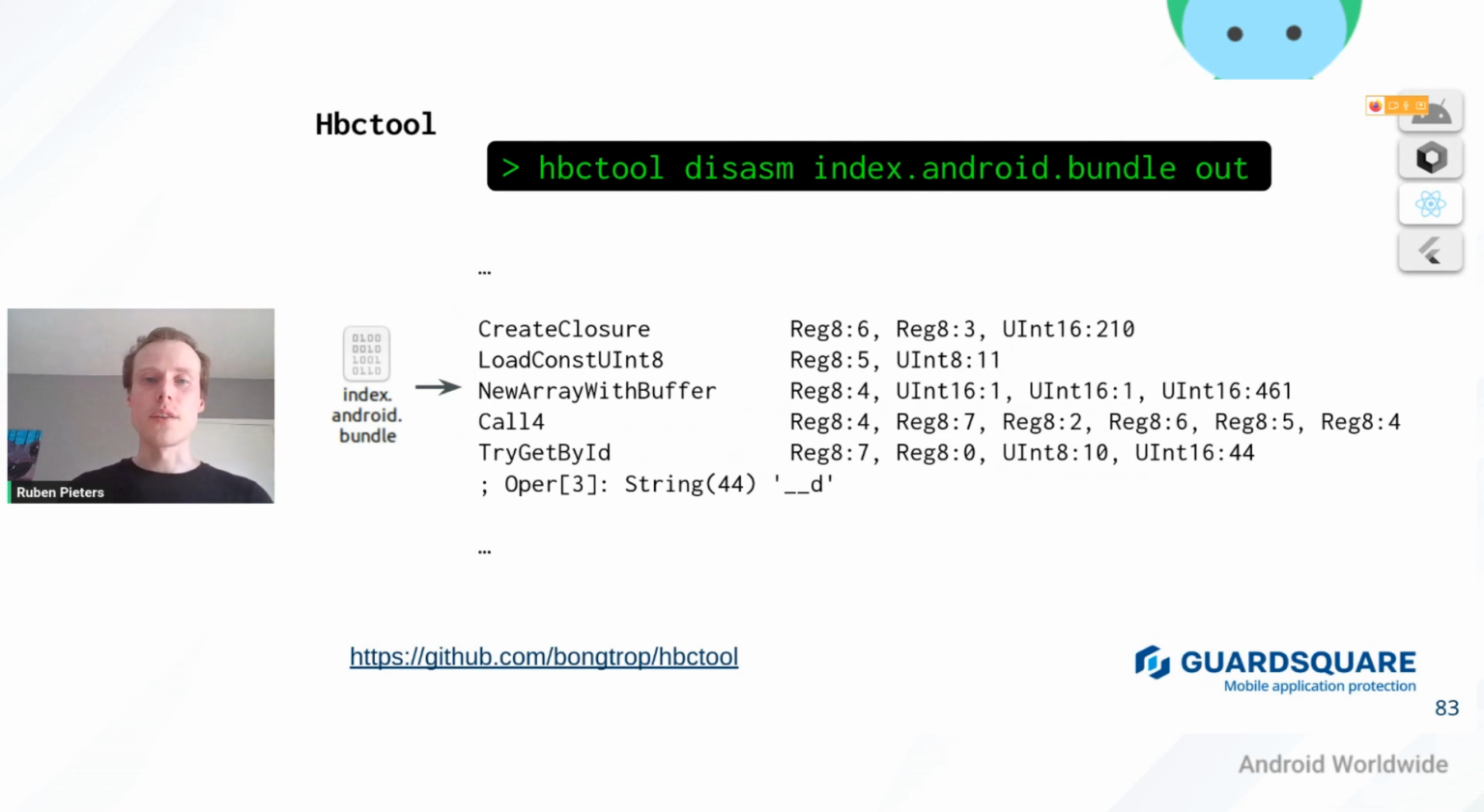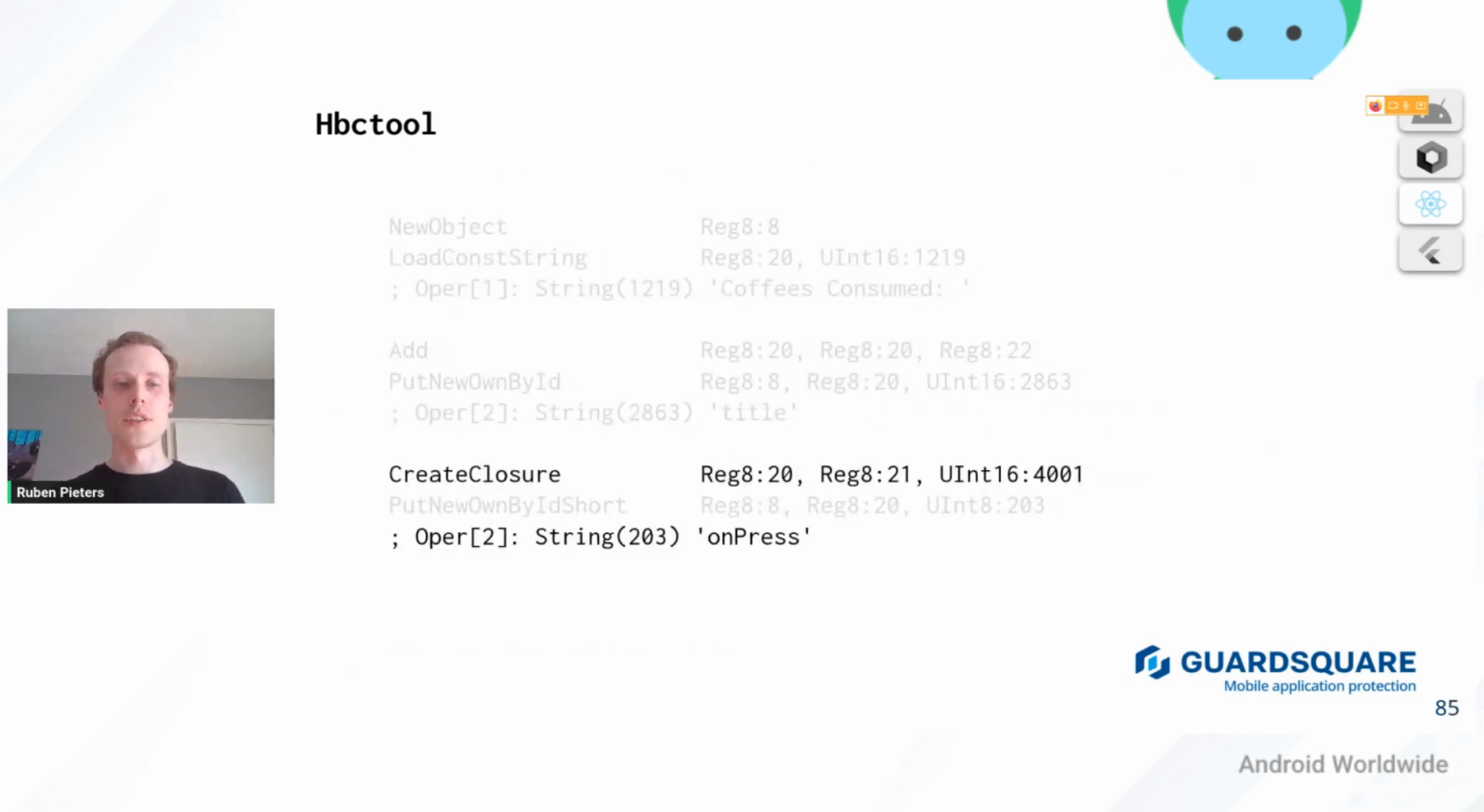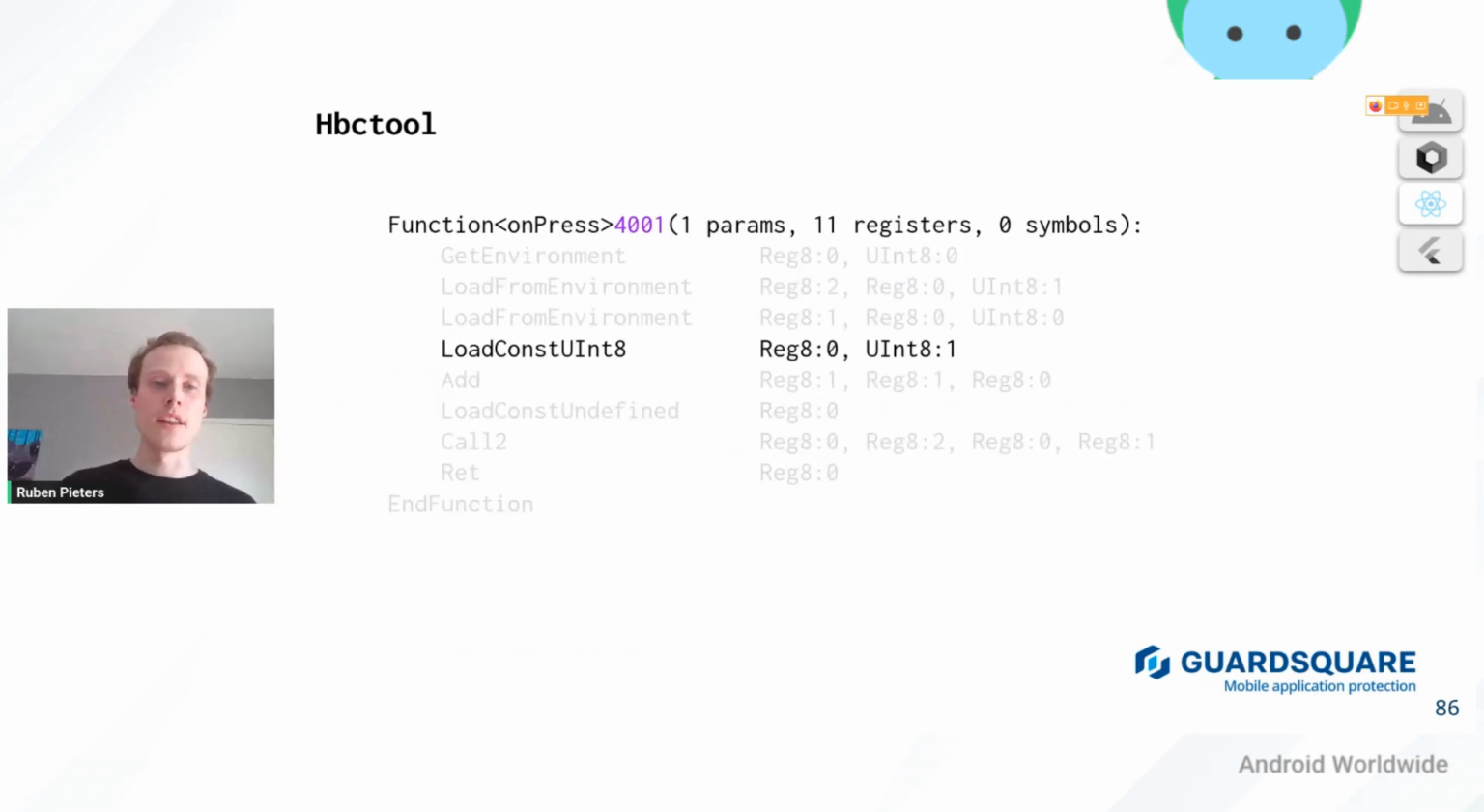And then we create a text file with all the Hermes bytecode instructions of all the code that's going on in there. So in this file with the disassembled code, we can now look where the string is actually located and where it's used. So we can search for coffees consumed. And then a few instructions later, we see that an on-press closure is being created with this identifier 4001. So we can have a look at what's going on in there. And then we see that a constant 1 is being loaded, and then it's later being added and returned.